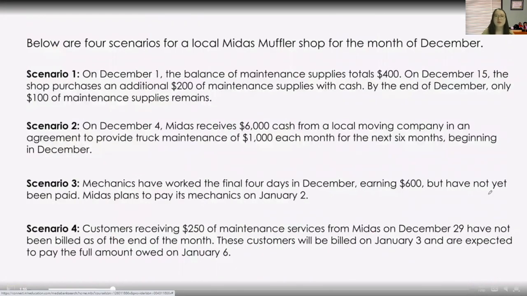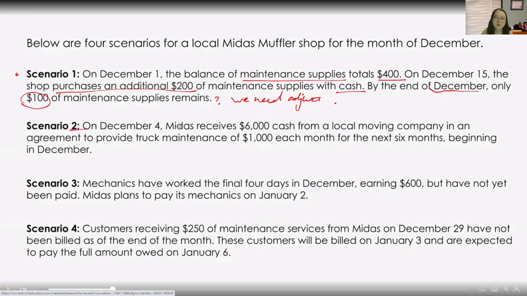Okay, so let's look at what we talk about. We have 4 scenarios. The first scenario is that on December 1st, the balance of the maintenance supplies account is about $400. And on December 15th, the shop purchases an additional $200 of maintenance supplies with cash. By the end of December, we find that only $100 of maintenance supplies remained. So that means we need to adjust, right? Something must happen.